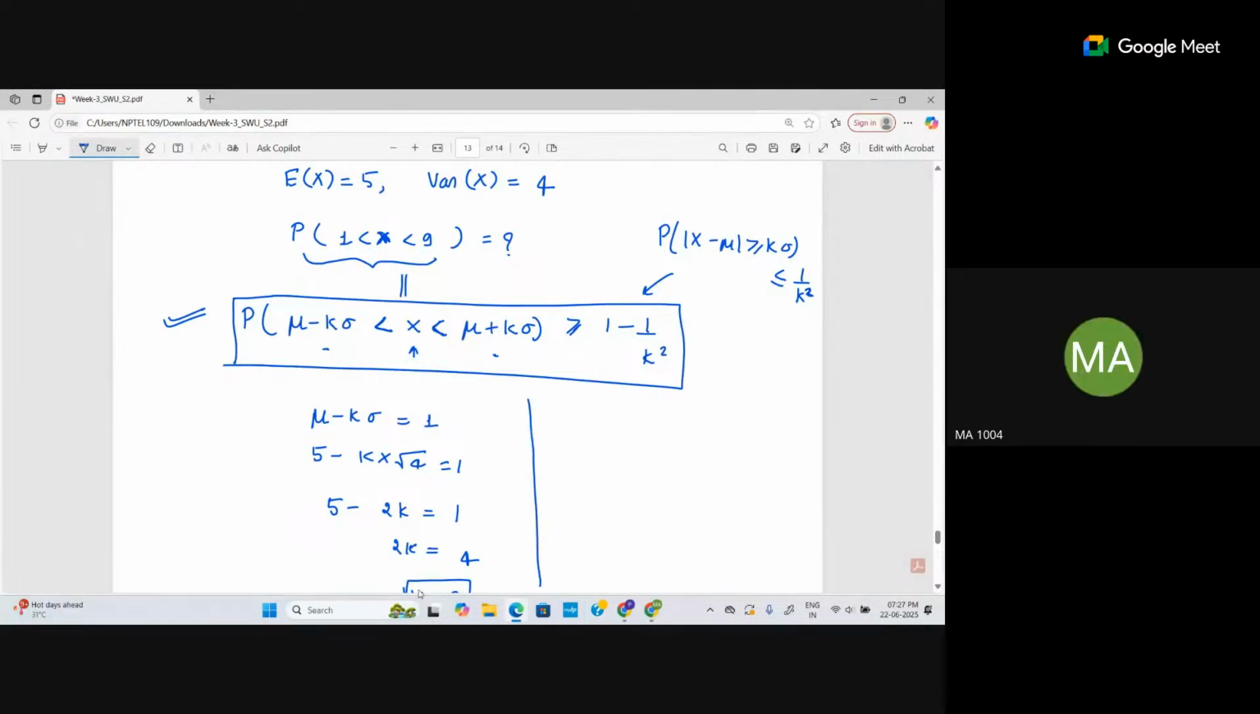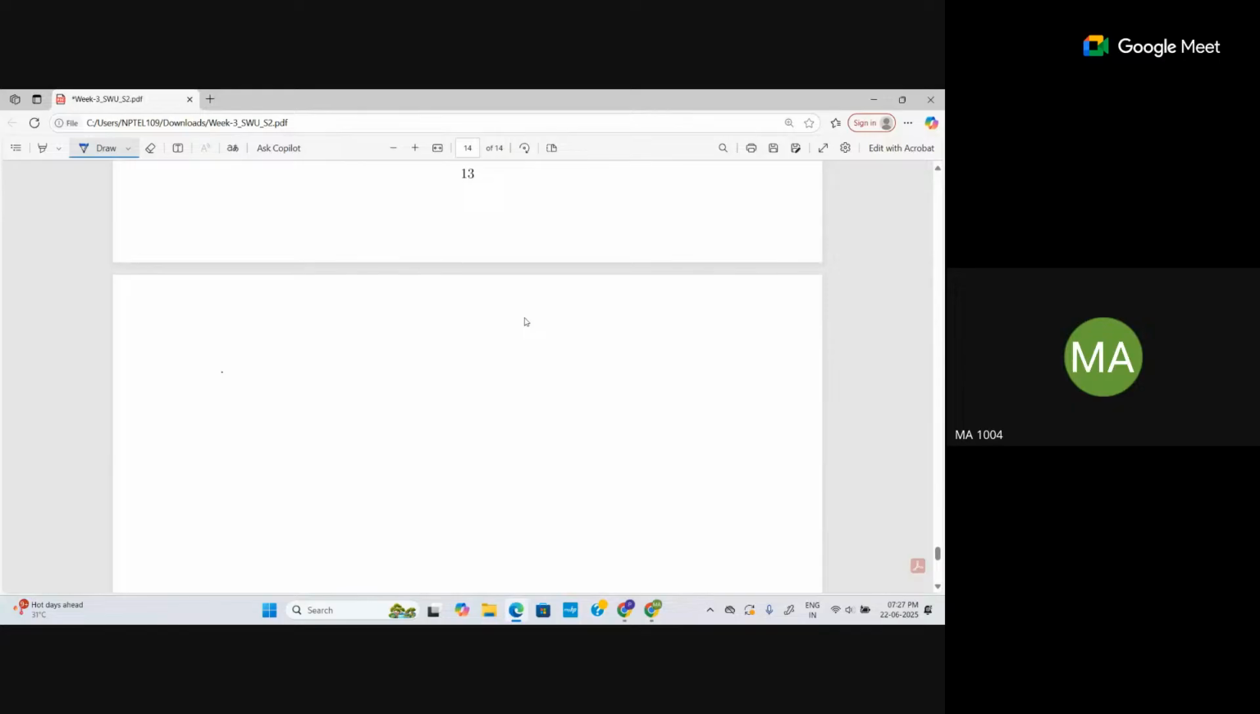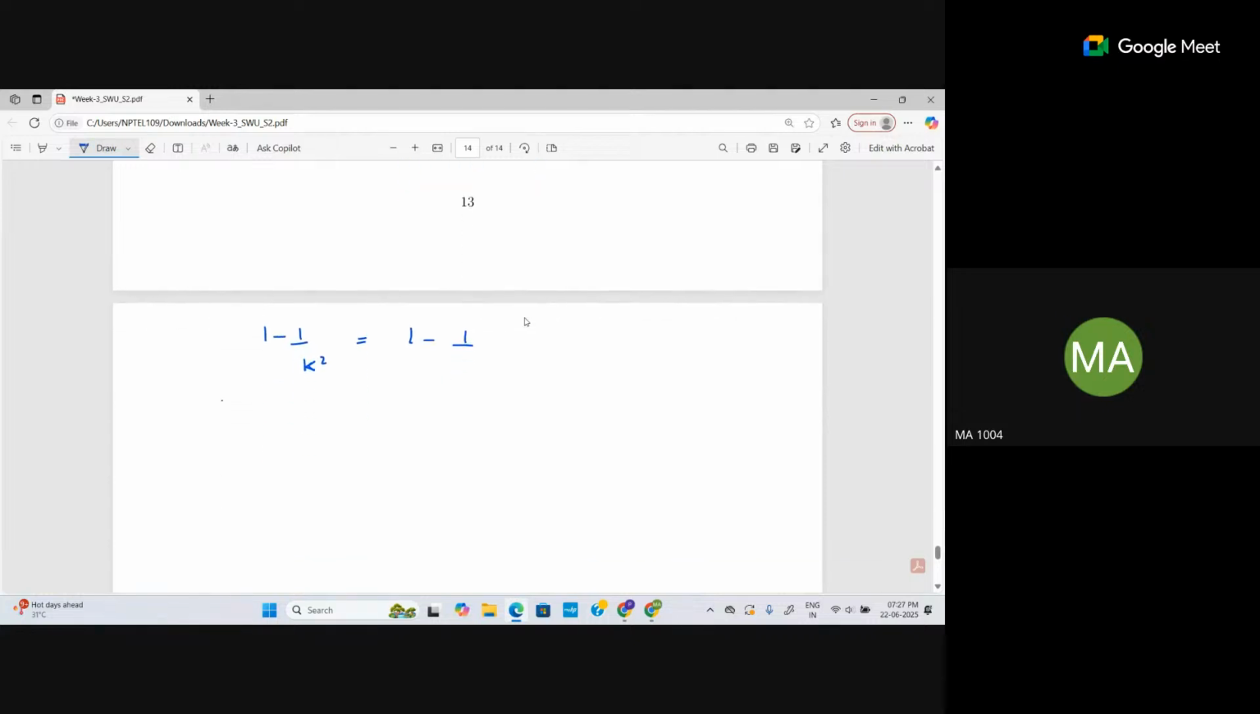Yes. And you can also use mu plus k sigma equals 9. From here also you can calculate the value of k, it will be same. Okay. So now we can simply calculate this value 1 minus 1 upon k square, right? So this will be for our question which is asked. So 1 minus 1 upon, so k is 2, so k square will be 4. Okay, so this will be 1 minus 1 by 4, which is 3 by 4.